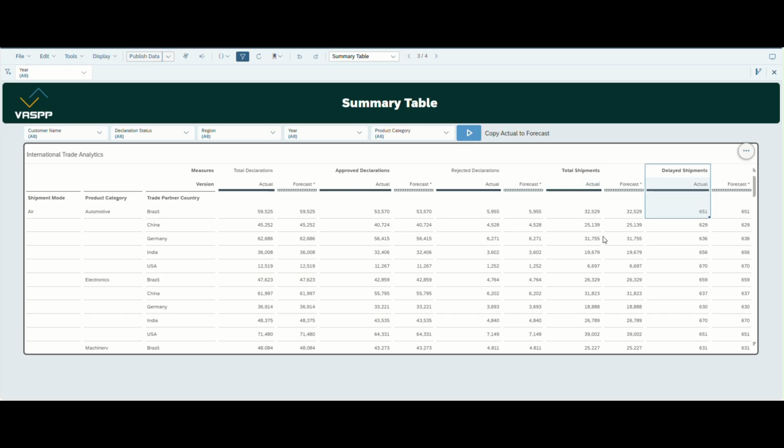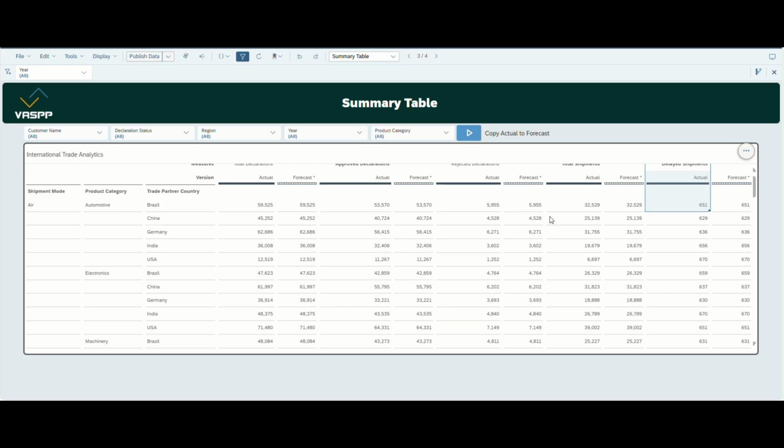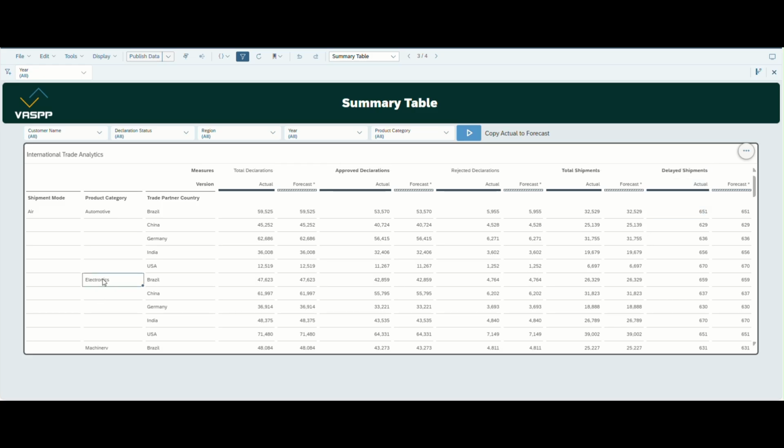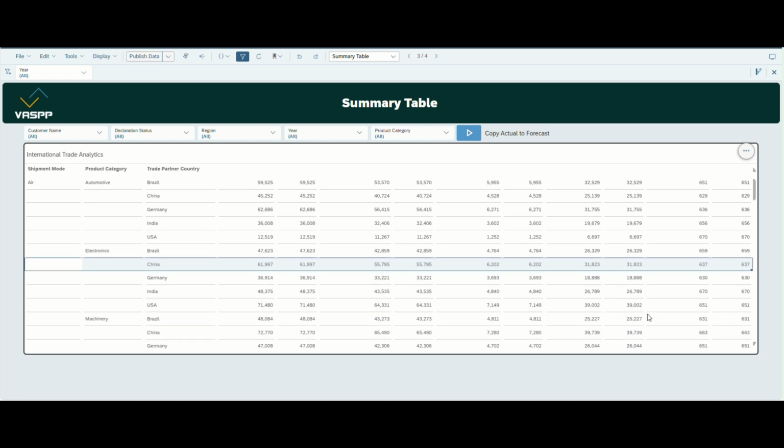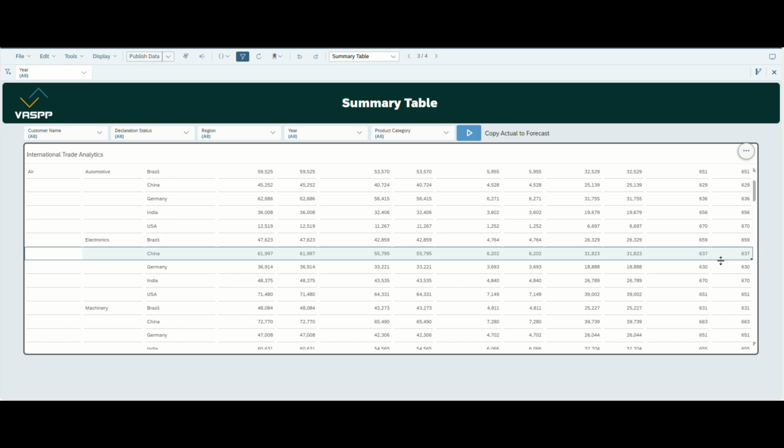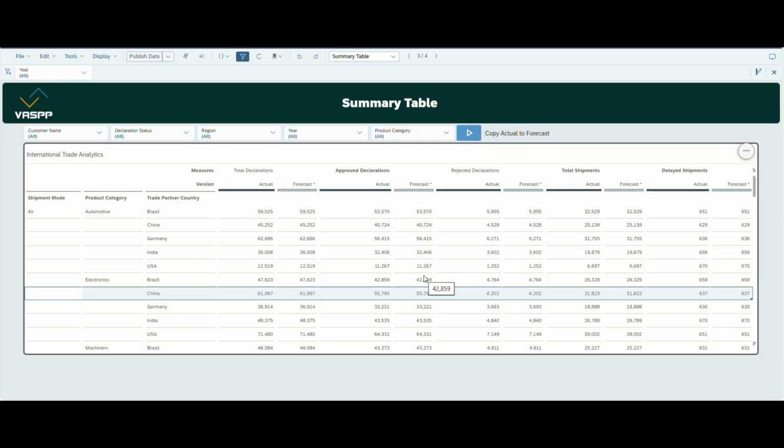Now shift to electronics by air to China. A total of 61,997 declarations were lodged, with 55,795 approvals. Shipments reached 31,823, but 637 delays were recorded. On paper, the percentage seems small, but in high-value cargo like electronics, every single delay carries outsized financial and reputational costs.